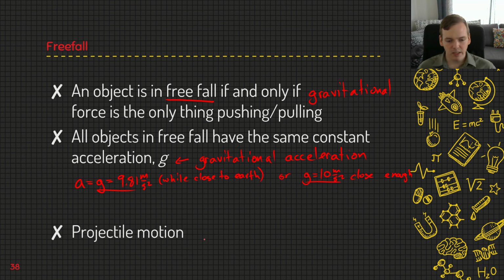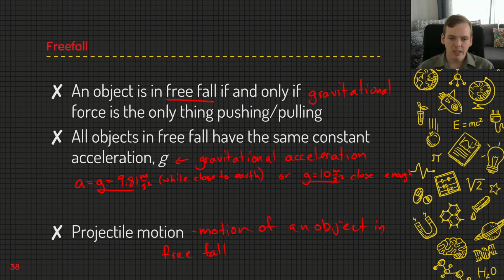Projectile motion is a special term that we give for the motion of an object in free fall. So if an object is in free fall, we can say it's undergoing projectile motion. And this is usually because we're talking about something being launched. We're talking about a projectile and that kind of parabolic motion. That is described by free fall, but technically speaking, it's the broader term.